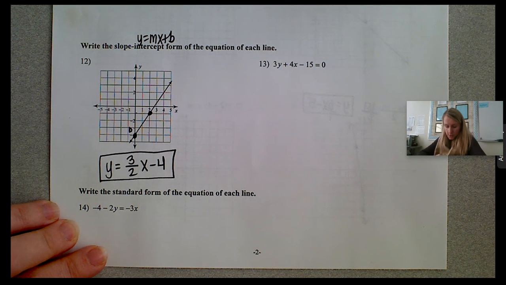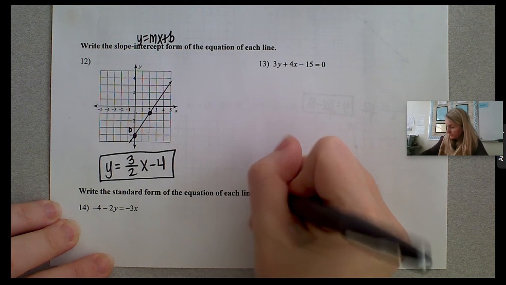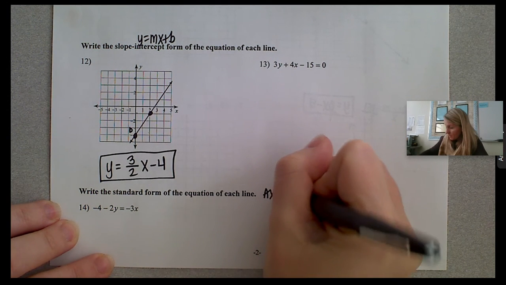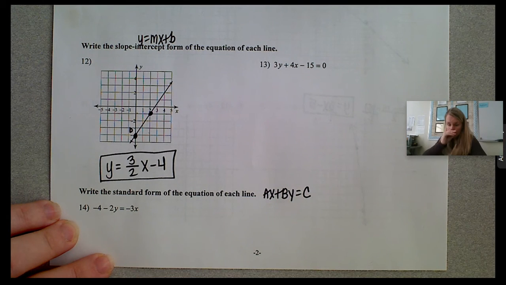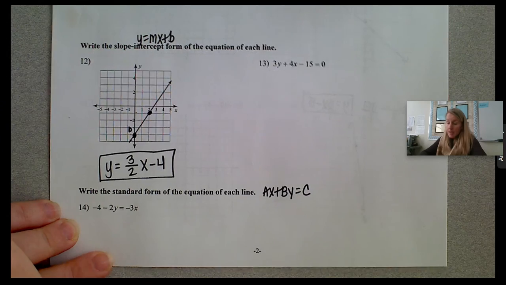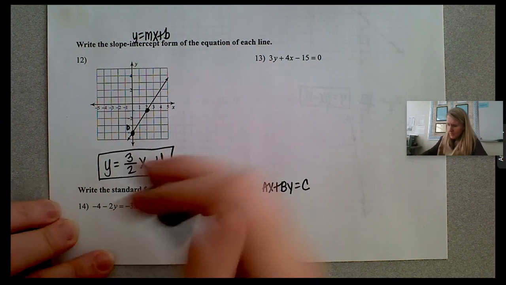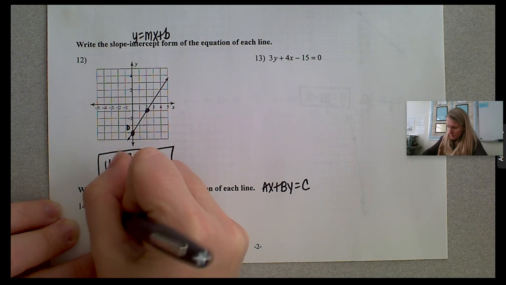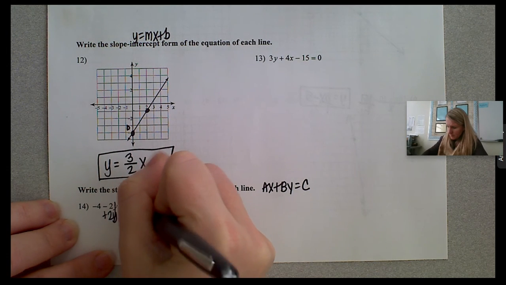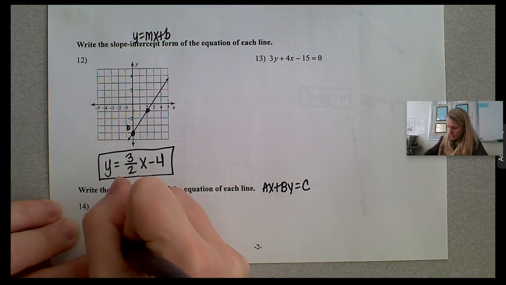And last but not least, I'm gonna do 14. 14 says write the standard form of the line. Good old standard form keeps popping back up. I just want x and y on the same side. So it doesn't really matter if you bring them right or left. So if x is here, I'm just gonna bring y over there. Right, I can always rewrite it if I need to.